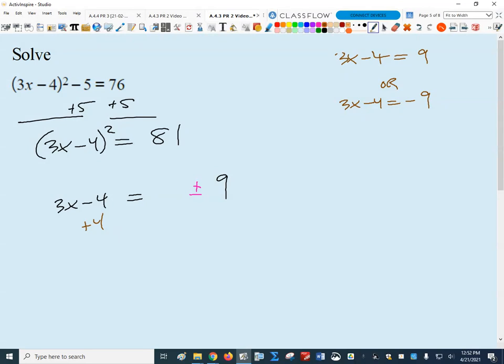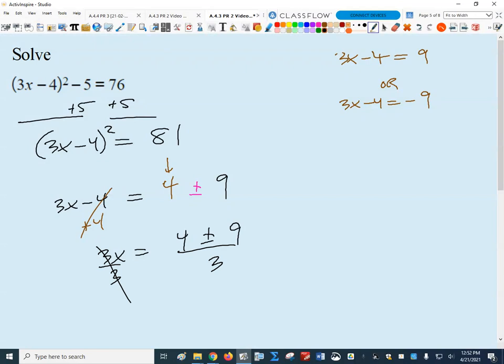Whatever number I'm adding to both sides, put it in front of the plus or minus. So we're going to add the 4 in front of the plus or minus, and then look what we got. 3x equals 4 plus or minus 9. That looks weird, but I've got two answers in one there. Next step you told me was divide by 3. So if I divide each side through by 3, there's my solution, right? x equals 4 plus or minus 9 over 3.